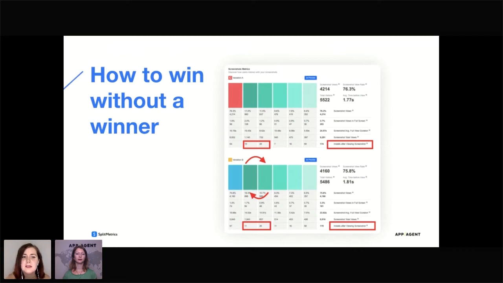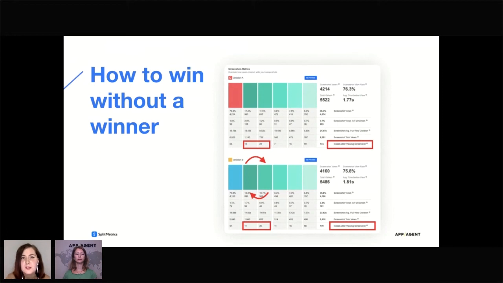So look at the installs after viewing screenshot data. If compared across the two variations, the metrics are pretty close for screenshots 2 and 3. It's 10 versus 11 and 28 versus 26. But obviously, screenshot 3 in both variations performs better than screenshot 2. So this is where you get your optimization insight. You might want to swap screenshots 2 and 3 and run another A/B test.